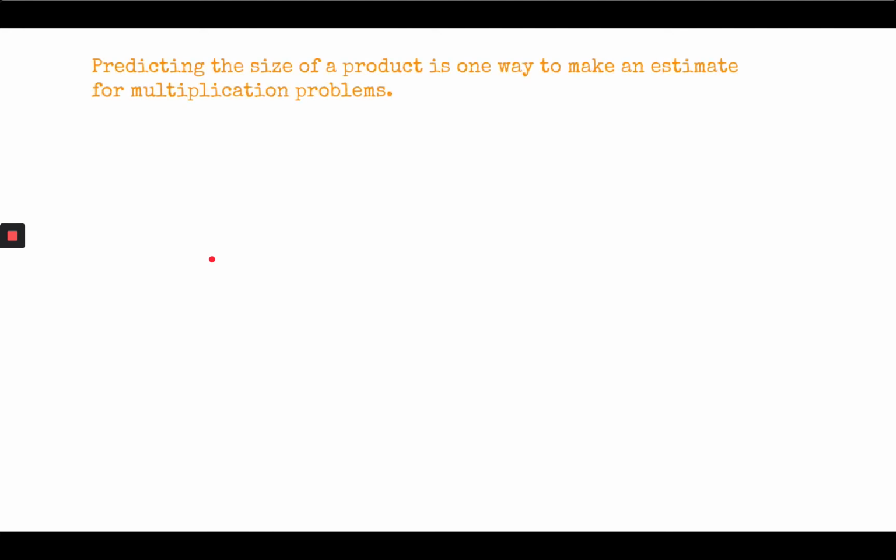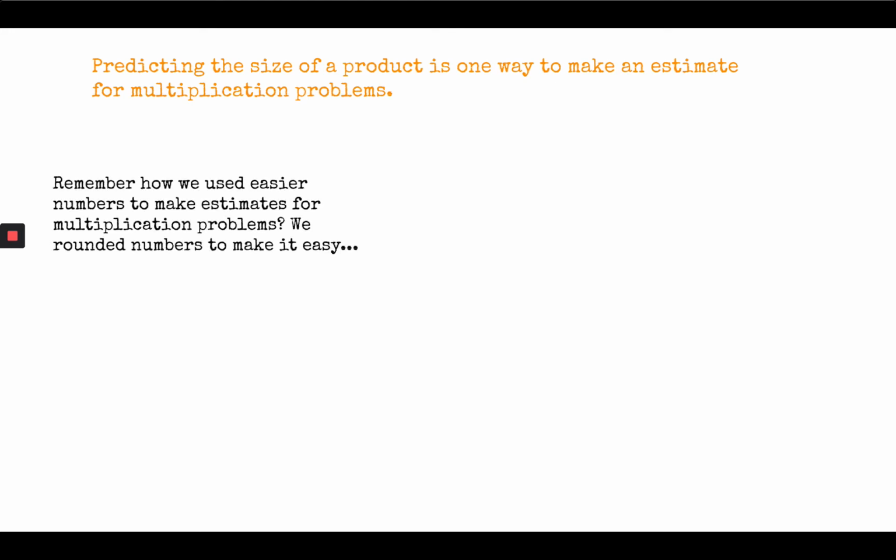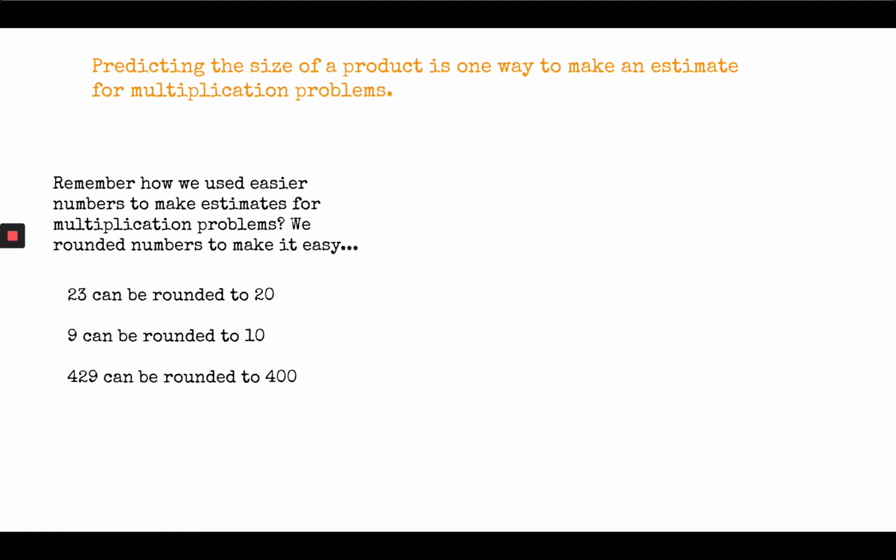All right, let's get moving. So we're going to predict the size of a product. Predicting the size of a product is one way to make an estimate for multiplication problems. So we're going to work on estimating. Remember how we used easier numbers to make estimates for multiplication problems? We rounded numbers to make it easy. So 23 can be rounded to 20. 9 can be rounded to 10. 429 can be rounded to 400. This helps us solve things easier. 27 can be rounded to 30.